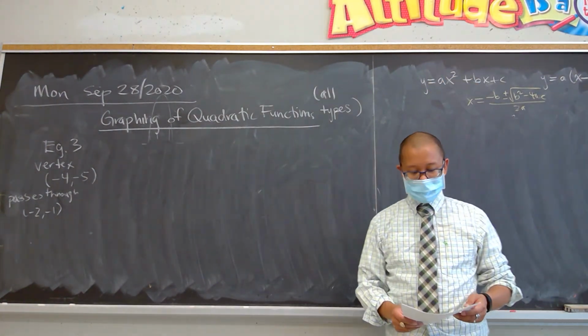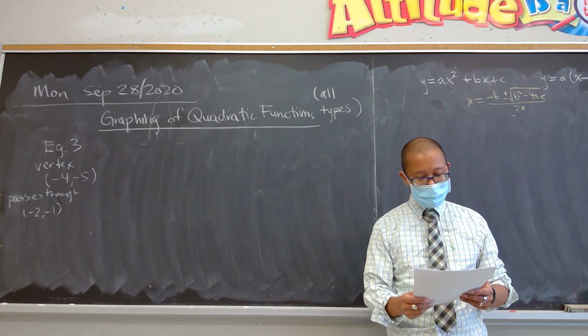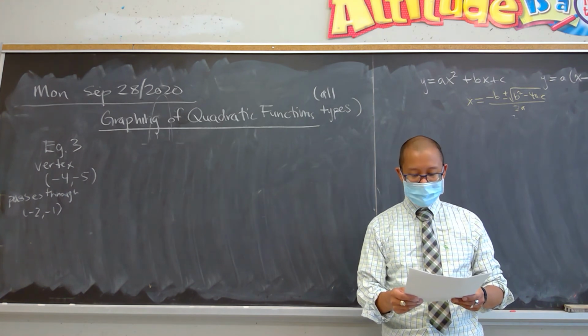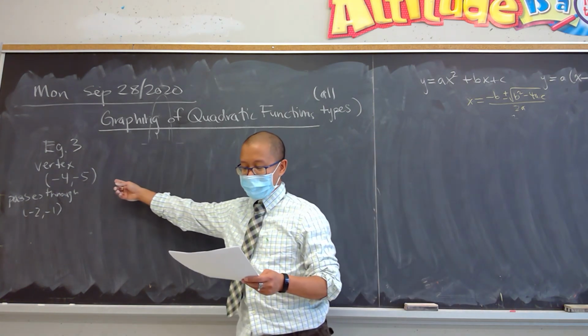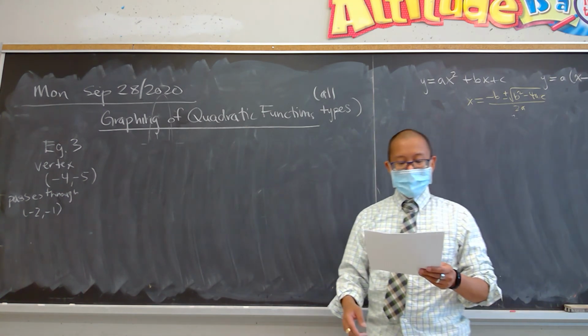So now we're on to example 3 of the handout. Determine the quadratic function. Again, this question says determine the equation of the quadratic function in standard form. So now they're asking in standard form, ladies and gentlemen. They gave you the vertex is (-4, -5), and then it passes through a point (-2, -1). And again, use the information.